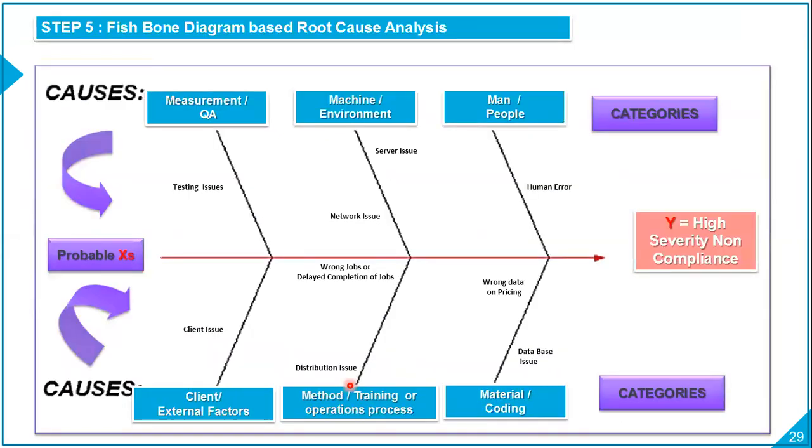This is the fishbone diagram they built. High severity non-compliance is the Y. Here you can see the categories: measurement, QA, machine environment, man or people, client or external factors, method or training or operations, process, material or coding. These are the different categories they had in IT operations, and these are the probable causes they came up with through their brainstorming discussion for 1.5 hours. On that basis, this is what they did with the fishbone diagram, right? So they found the list of probable causes. Let's move ahead.